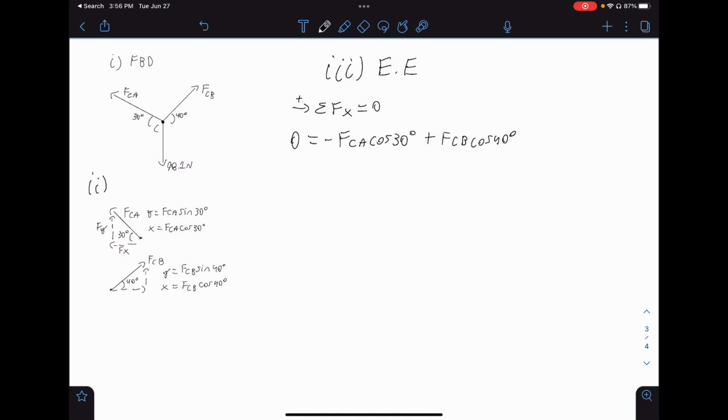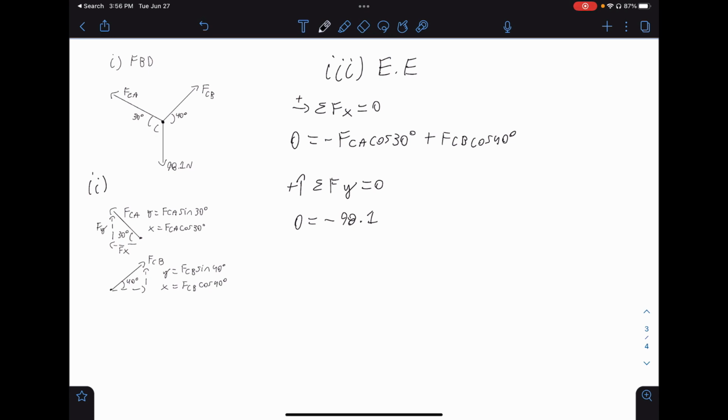Next, we're on to the y components. And we're going to say that upwards is positive. So the sum of Fy is equal to 0. So let's consult our free body diagram. We have y components for FCA, y components for FCB, and then we have this negative y component for the weight force. And that's negative 98.1.